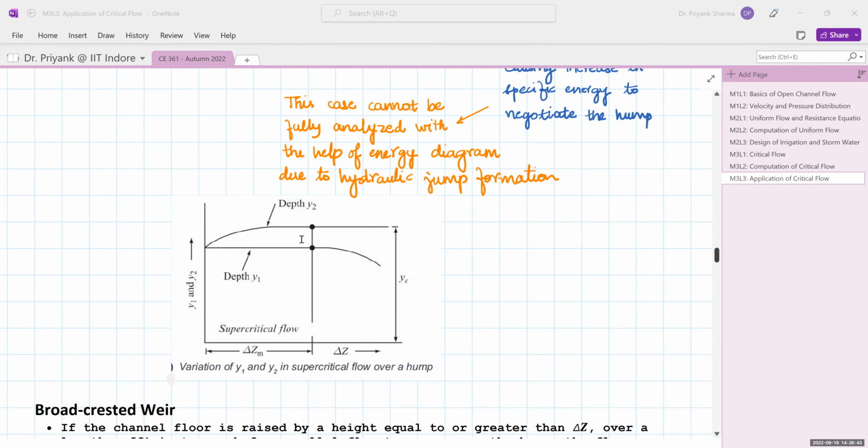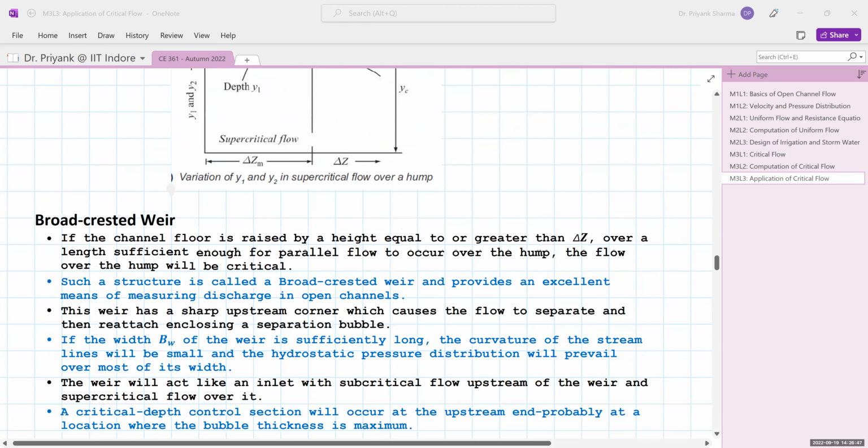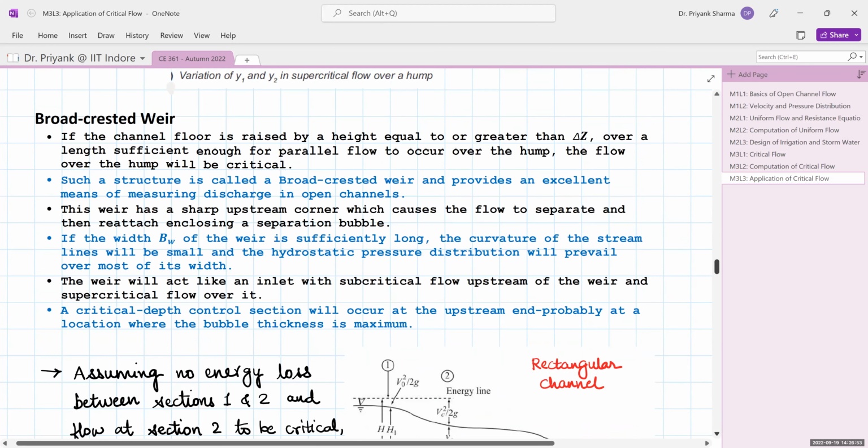Now, what application do we perceive from this? There is a flow measuring device which is called a broad crested weir. What happens essentially is that you raise the height of the floor, greater than or equal to delta z, and it has sufficient length over it so that the critical flow and parallel flow can occur, and these conditions would help us gauge the flow over the broad crested weir.